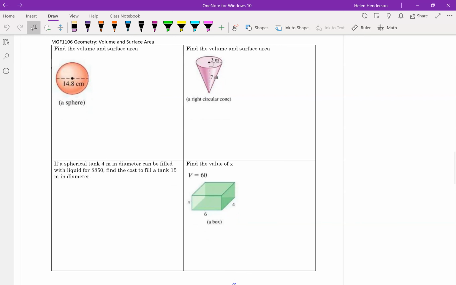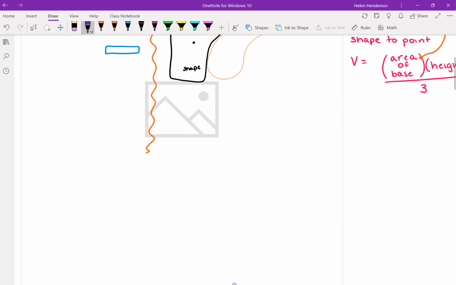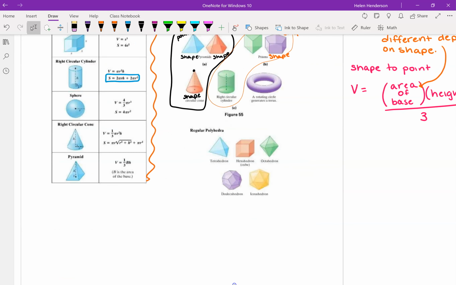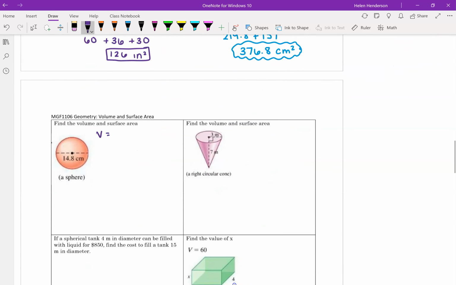Now let's try it again. So here is a sphere, and we want to find the volume and the surface area of the sphere. Now a sphere doesn't fall into the tricks, so you do have to just memorize the volume of a sphere. So let's go back and look at it real quick. The volume of a sphere is 4/3 pi r cubed.